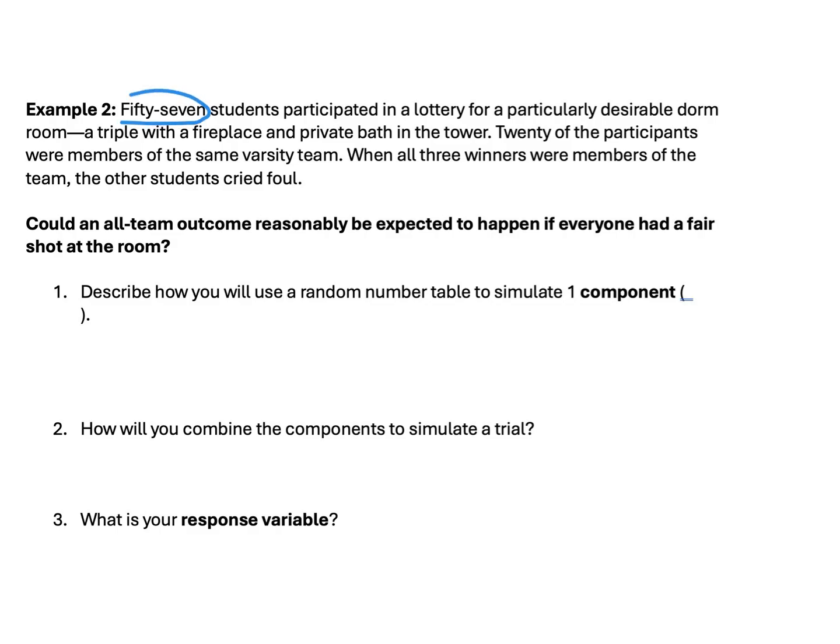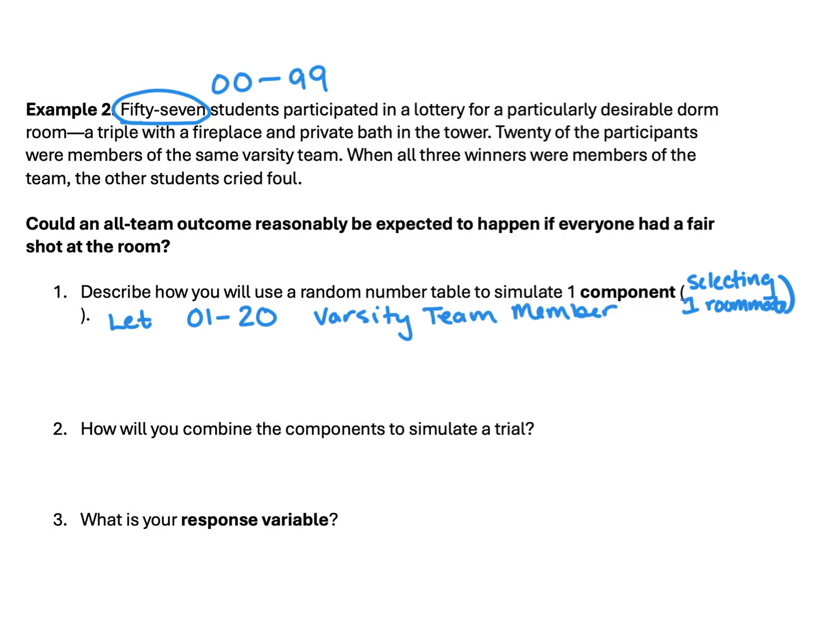Okay? So I have a total of 57 students, which tells me I'm going to need to use double-digit numbers, which would include 00 to 99, and that is 100 different numbers. So I also know 20 of them are part of the varsity team. So I'm going to let 1 through 20 represent a varsity team member. And then the remaining, which would be 21 through 57, be a non-varsity member. But I also have to address the remaining numbers, okay?